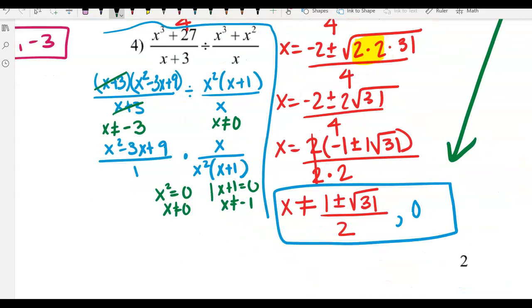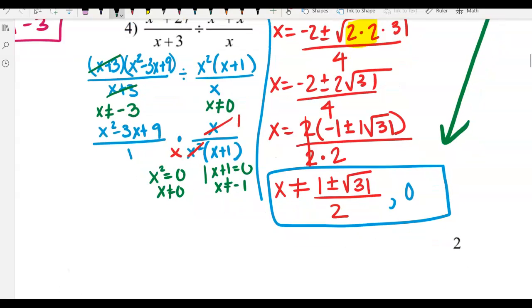Can we reduce any more after we flip? Check it out. Yes. We could have reduced that before we flipped, but now that we flipped, what can we reduce? We have an x here and we have x squared there. So if we reduce, what's on the numerator? 1. What's on the bottom? Yep. So that is now 1. This is now an x.